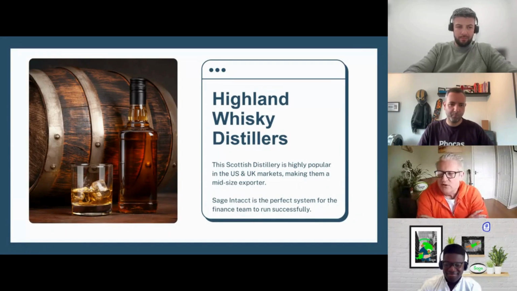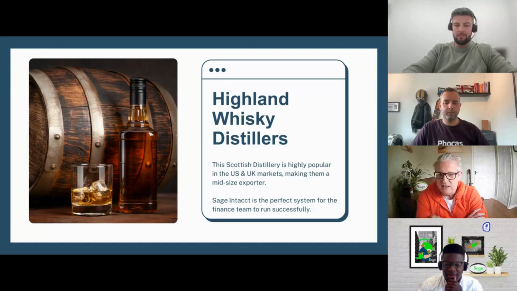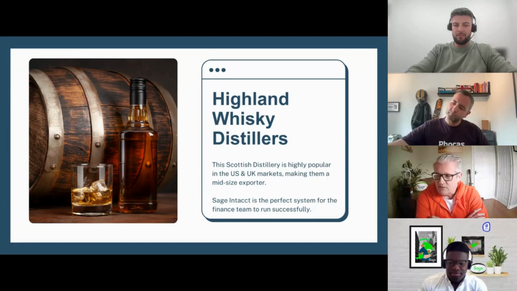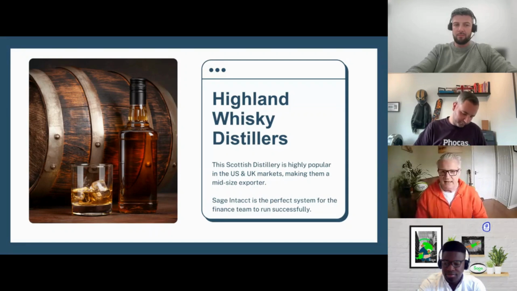We thought that having a use case of a company, and then using that to illustrate how each of these components of the app stack can help merchants as they're trying to face this economic uncertainty, would be useful. We've chosen something that's very close personally to my heart, which is a whiskey distiller. This particular one has been very popular with the US markets, and they're a mid-size importer. They've been using Sage Intacct for a long time, and this has been in the US.